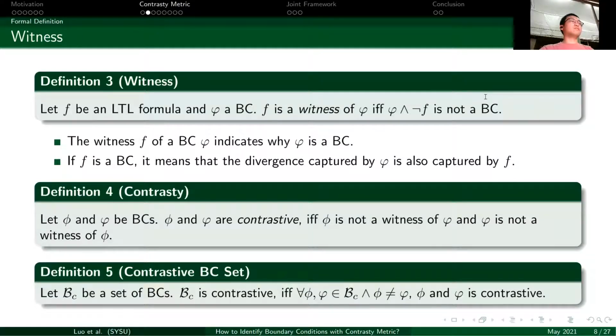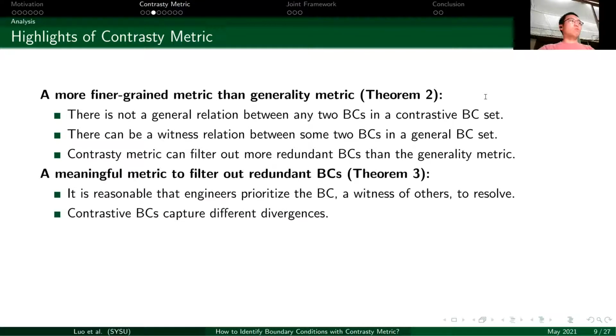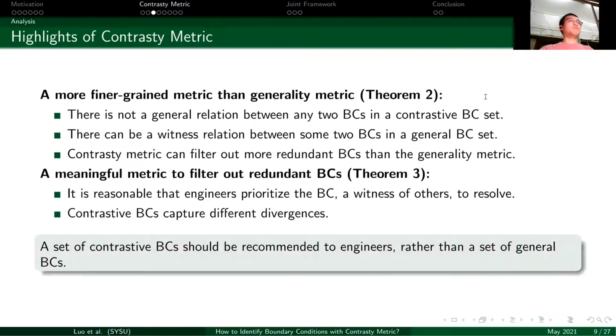We define the contrasty metric and the contrastive BC set. Intuitively, the contrastive BCs capture different divergences. There are two highlights of the contrastive metric: fine-grained and meaningful. In summary, we argue that a set of contrastive BCs should be recommended to engineers rather than a set of general BCs.